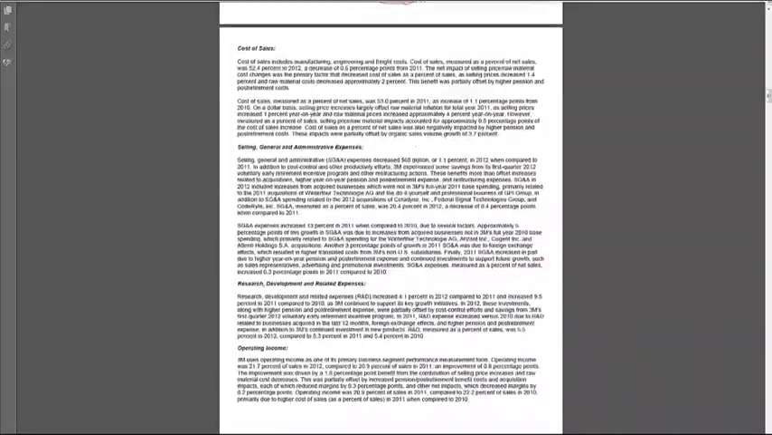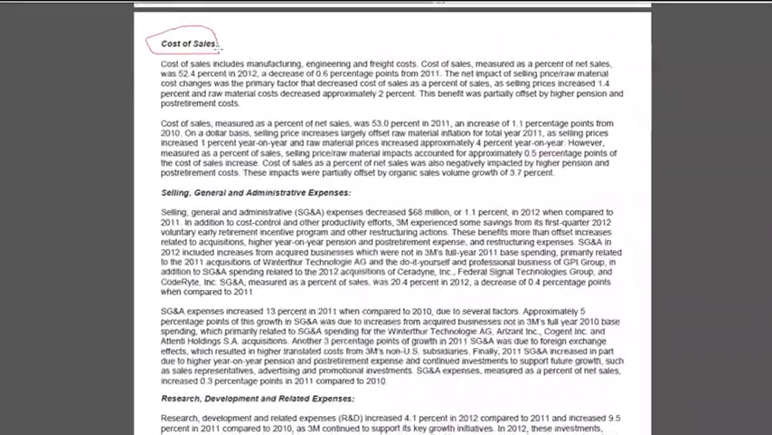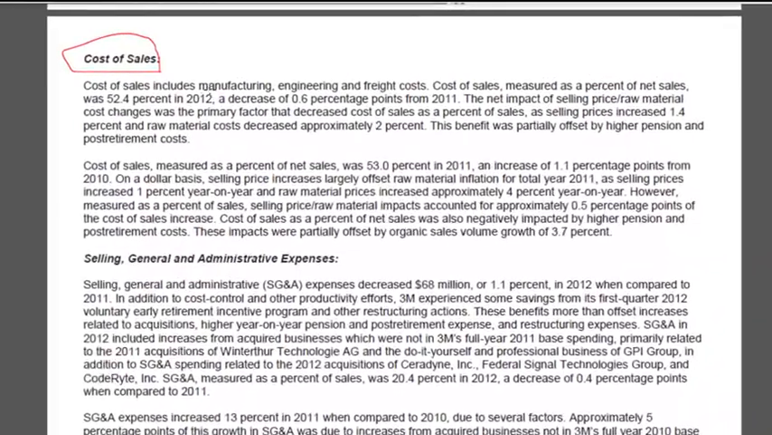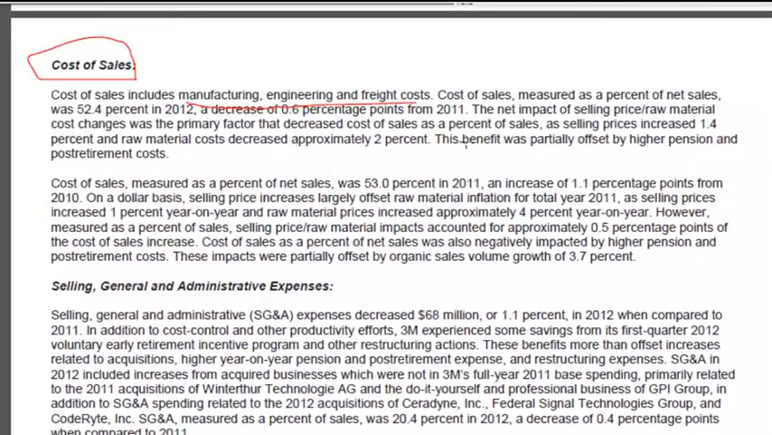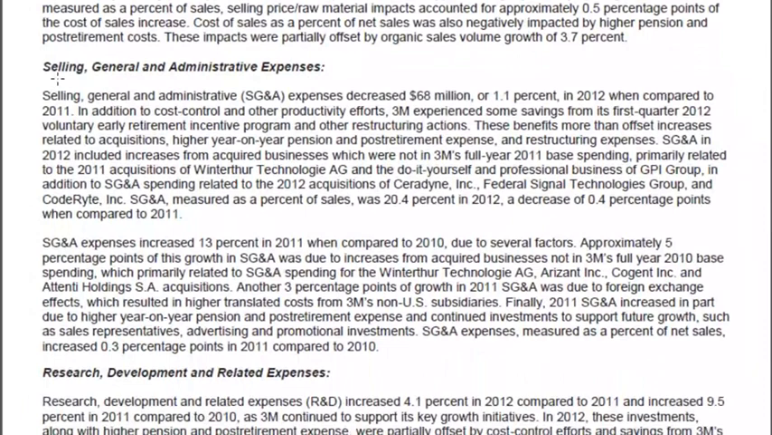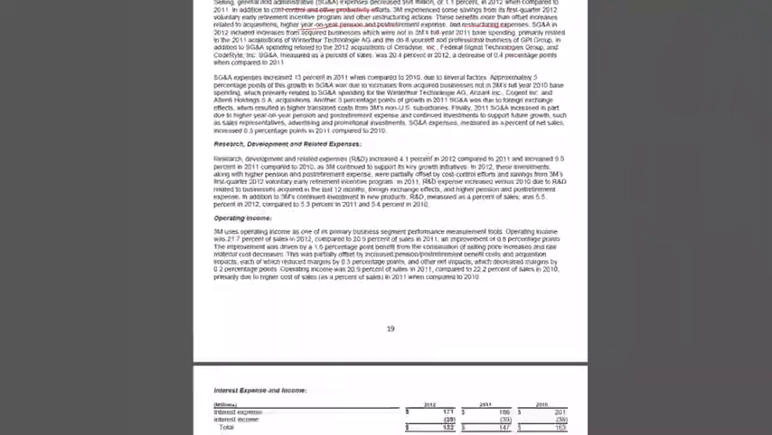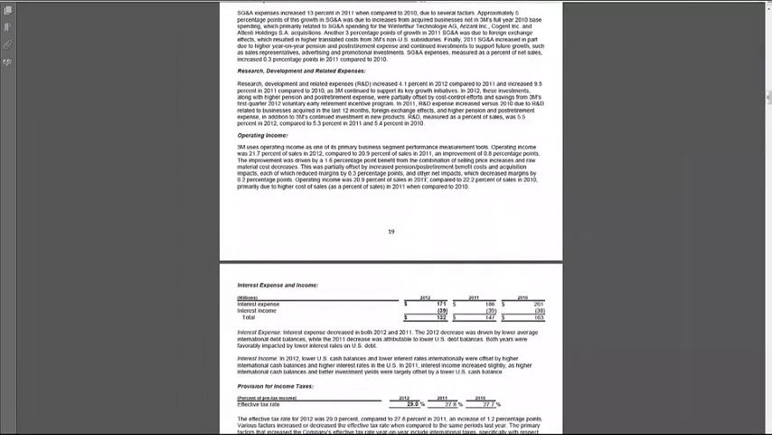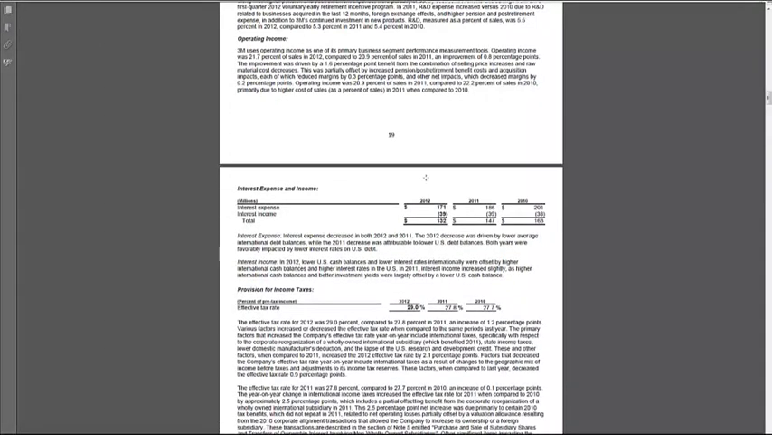For operating expenses like cost of sales, they give you a whole paragraph explaining what happened. So it includes manufacturing, engineering, and freight costs. One of the effects of the changes year on year was the impact of selling price and raw material cost changes. Same thing with SG&A. They don't quite give you the same detailed breakdown of the components, but they do talk about how different line items change, like pension expense, restructuring expenses, cost control, and productivity efforts. So you're getting more detail on the line items here that you didn't see on the income statement.